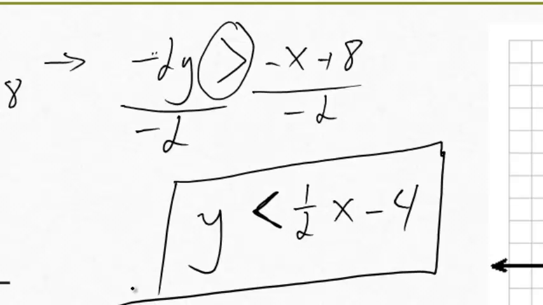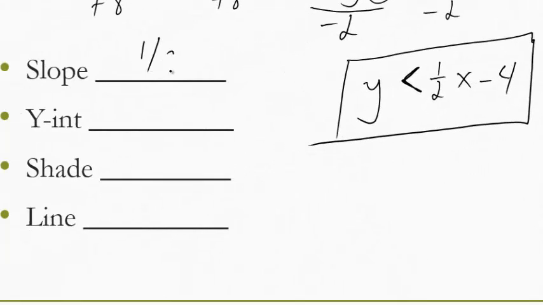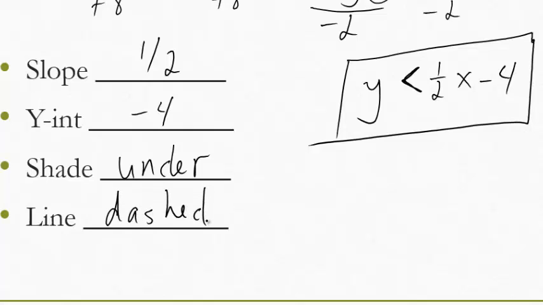So our slope for this line will be 1/2. Our y-intercept will be negative 4. And our shade, since it's y is less than, is going to be under. And our line, since it's less than and not equal to, is going to be a dashed line. So now let's go ahead and graph this inequality.